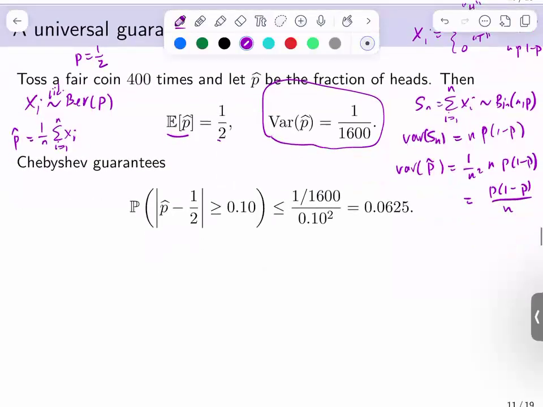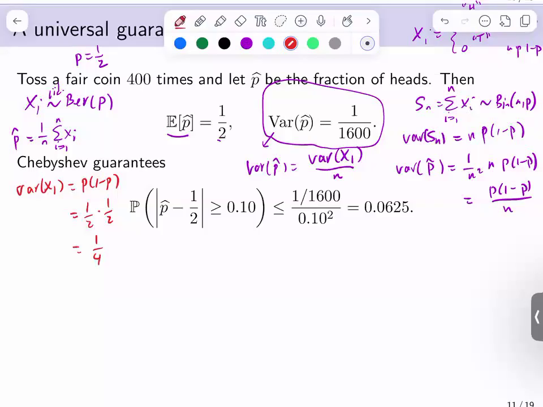Another way of saying it is that this is really an average, so the variance of p hat would be the variance of one of these, say x1, divided by n. The variance of x1 is a Bernoulli variable's variance, which we have calculated before. It's going to be p times 1 minus p. So this is going to be 1/2 times 1/2, which is 1/4. n is 400, so I get this, right? Questions?